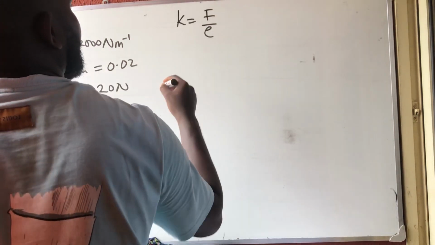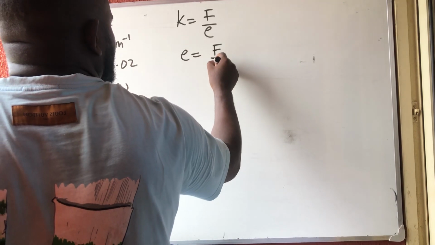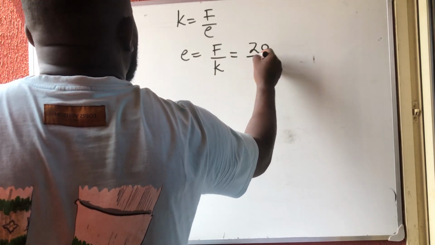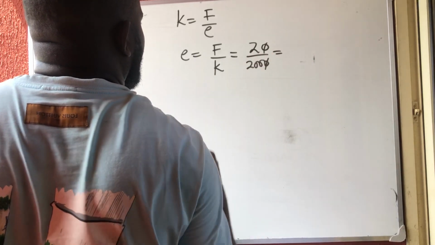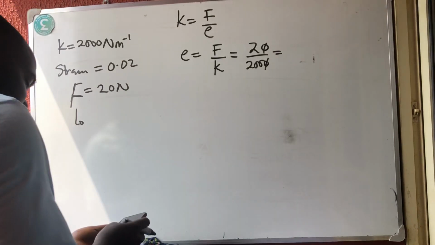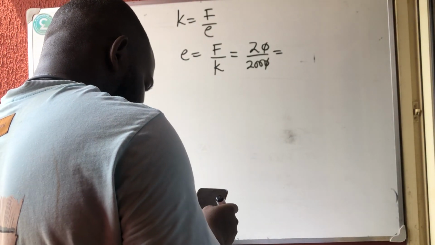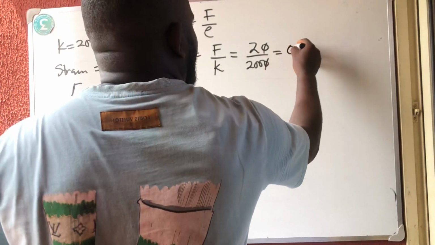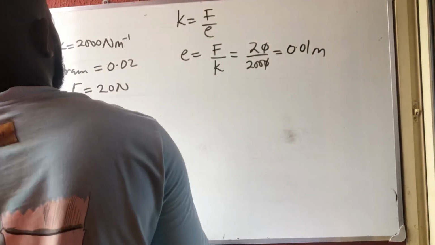So let's get the extension. The extension is F over the force constant, which is 20 divided by 2000. So I'm having 2 divided by 200. Sorry, that is 0.01 meter. This is the extension.